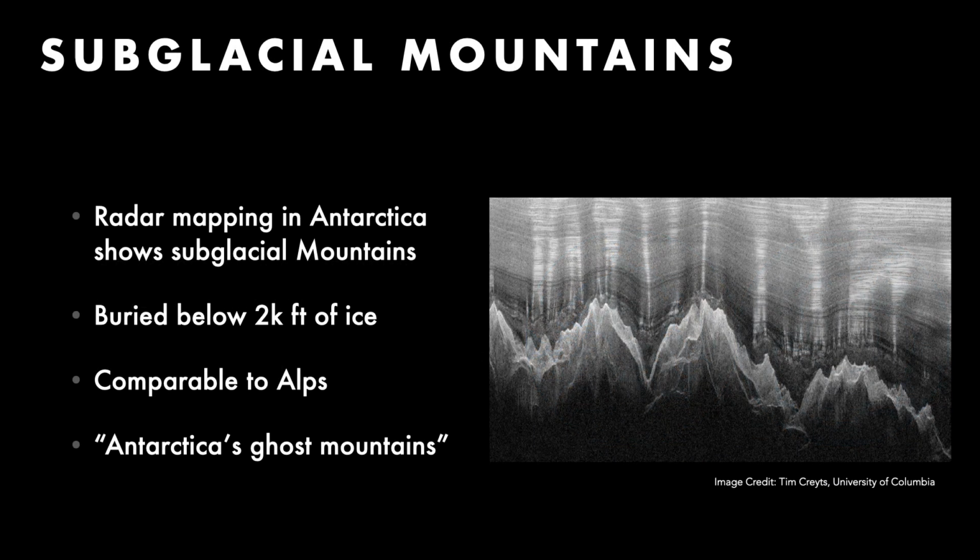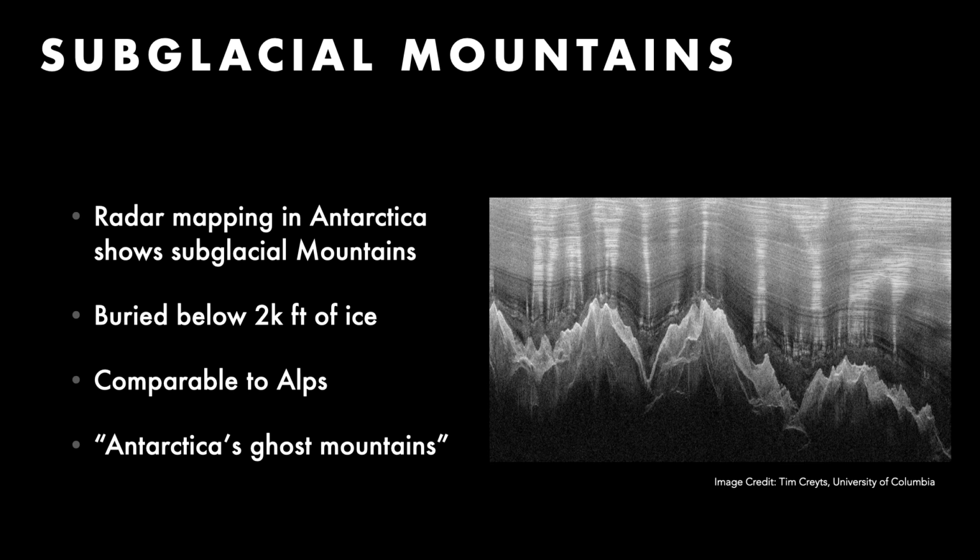One of the really cool things about Antarctica is that we know that there are subglacial mountains, which is to say that underneath that huge ice cover, there are mountain ranges. And we found this through radar mapping. And you can see this here in this image. You can make out this very large mountain range, and then you can see these kind of layers that are above it. And that's because this mountain range is buried below 2,000 feet of ice.